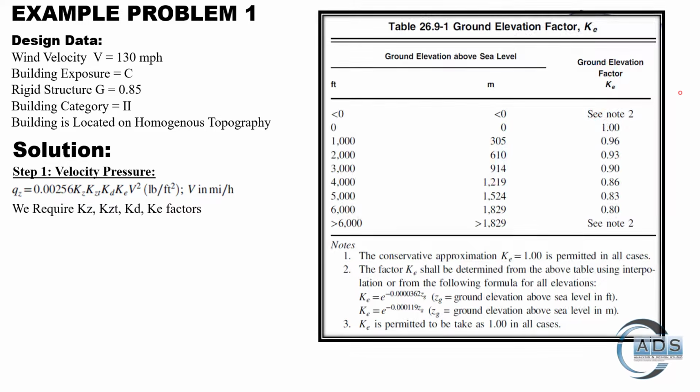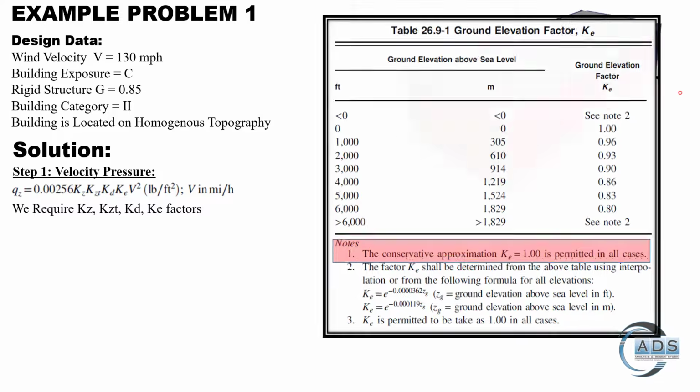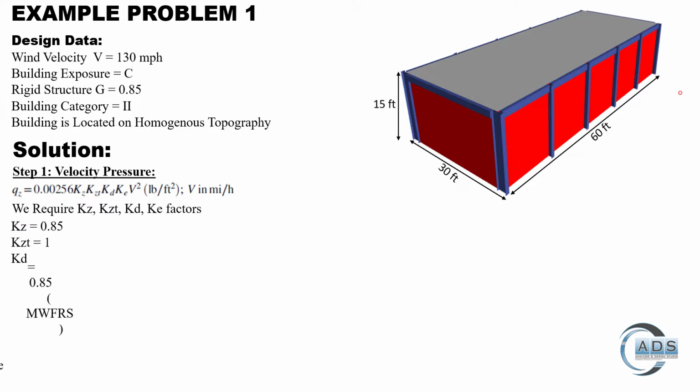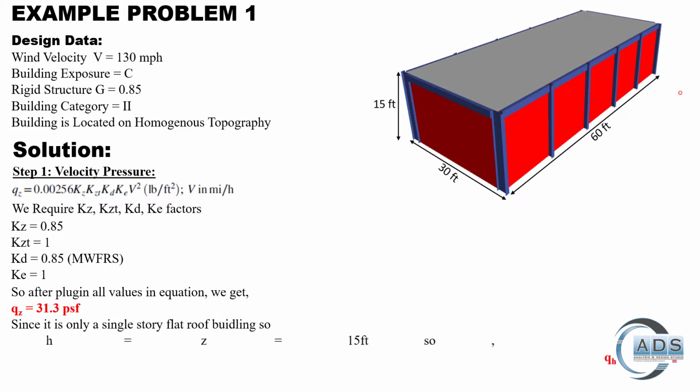For the Ke factor, since the problem statement has no data regarding the elevation of the site ground of this building, we can conservatively take the Ke factor as 1. So these are the factors that we have picked up from the tables. After plugging all the values in the above equation, we get Kz equals 31.3 psf.